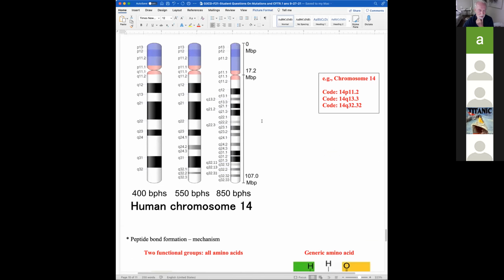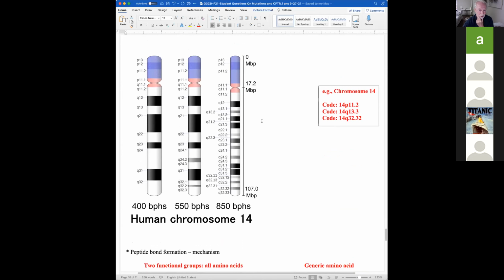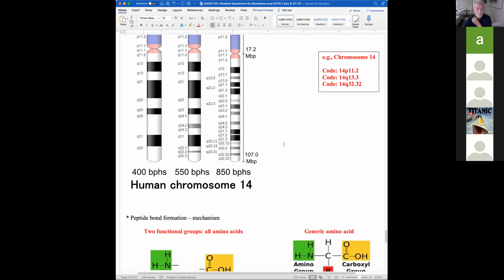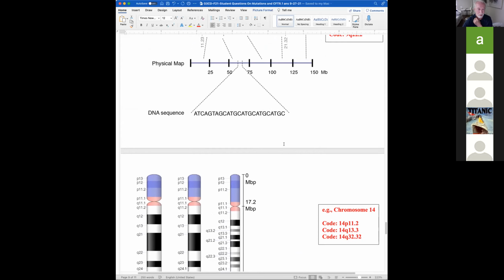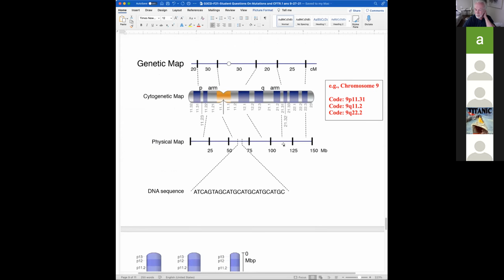And just another example, this is human chromosome 14. And again, the codes would be 14p11.2. That would be this band. 14, that's on the short arm. Q is a long arm, 13.3 would be this white band. And 14q32, again on a long arm, 32.32 would be this gray band way down here at the bottom. So that's how the code works. It just designates at a gross level where on a chromosome a gene is located.